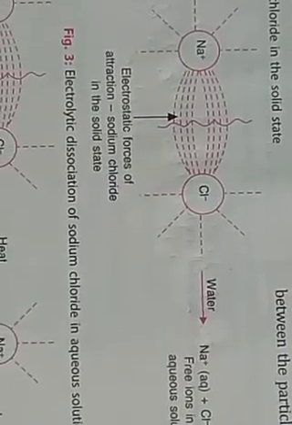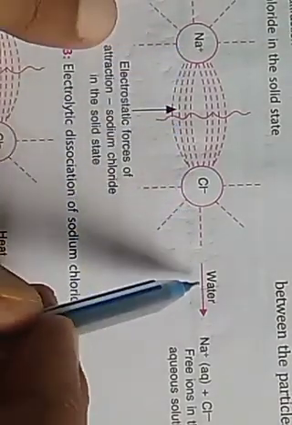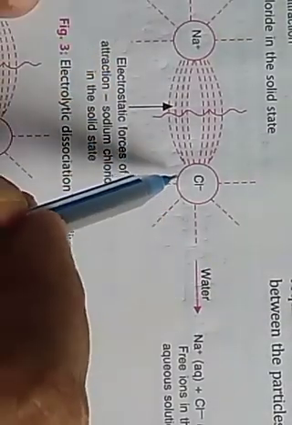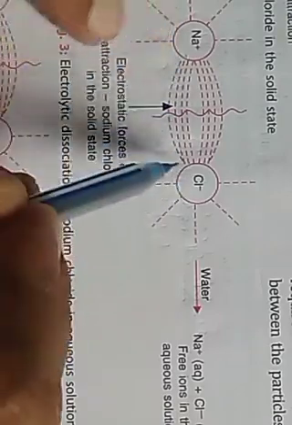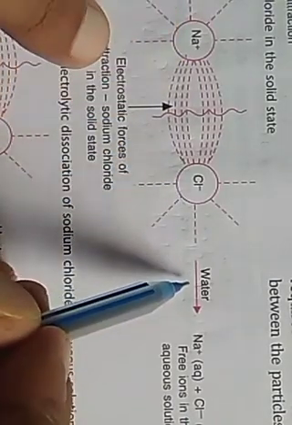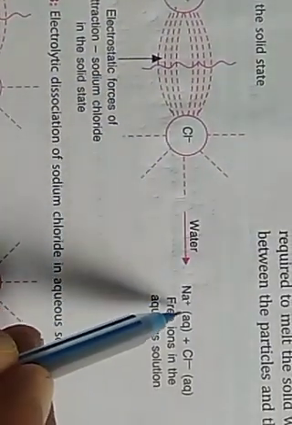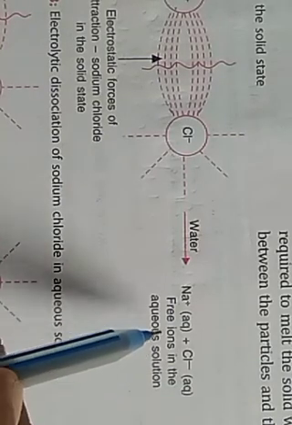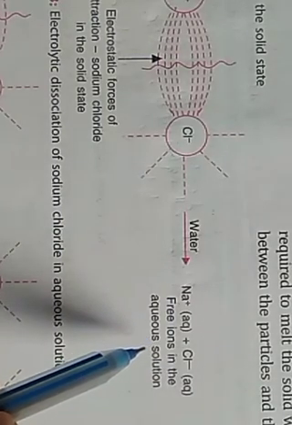Let's come to these examples. In the aqueous state, sodium chloride dissolves in water, which is polar in nature. Due to the dielectric effect, the electrostatic force of attraction between the sodium and chloride decreases due to the polar nature of the water, and the sodium chloride dissociates into sodium ions and chloride ions. These are free ions in the aqueous solution, and due to these free ions, the aqueous solution of sodium chloride conducts electricity.